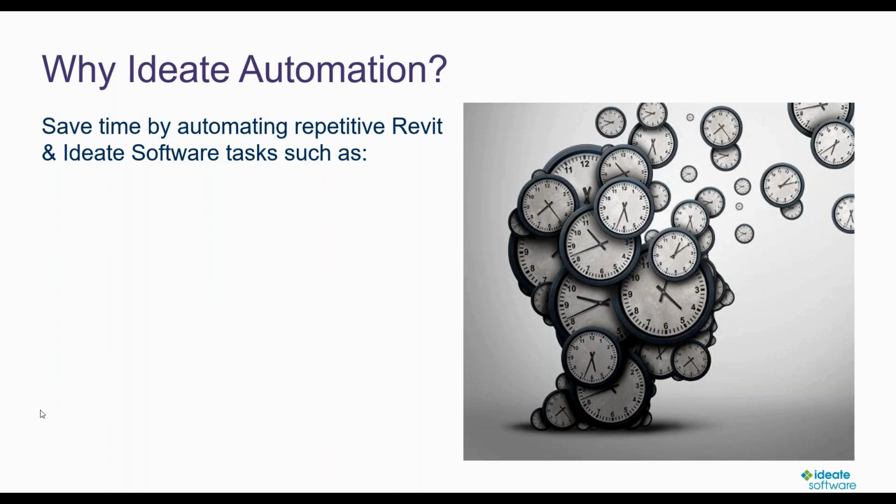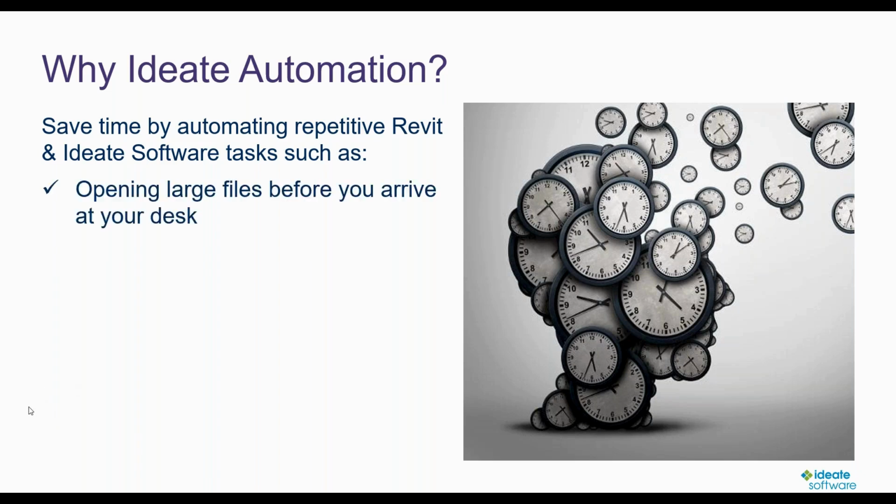So what is it all about? Why are you looking to automate further tasks? What kind of things are we looking at doing with Ideate Automation? One of the first ones, a simple but quite interesting one, is opening large files before you arrive at your desk or at work. The theory is that you would be able to schedule the opening of a large Revit project before you arrive at work. If you're working on a large project which takes 15, 20 minutes or longer to open, that's downtime. That's unproductive time when you, or your team, are just sitting around waiting for the model to open.